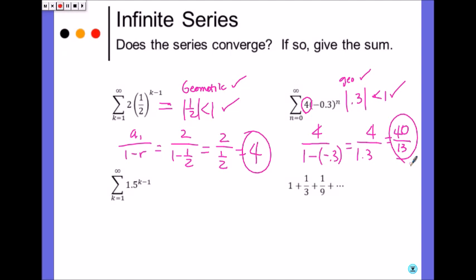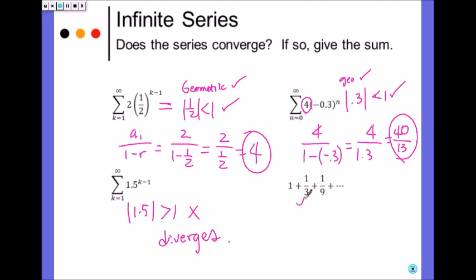Again, geometric. They are actually all geometric here. So the first term, when you plug it in, becomes 0, right? And the ratio is 1.5, which is greater than 1. So it diverges. There's no sum.